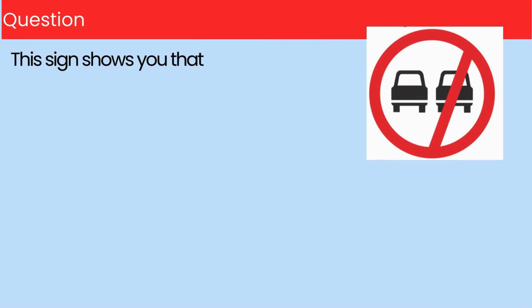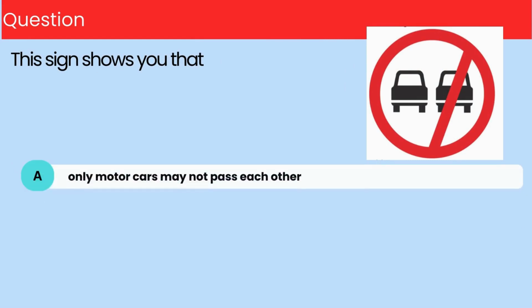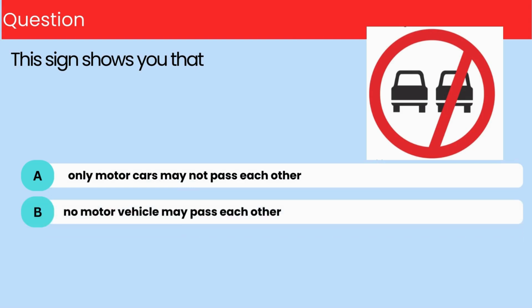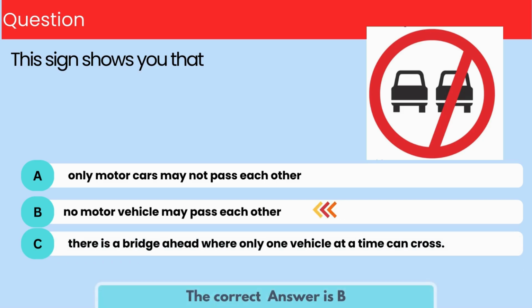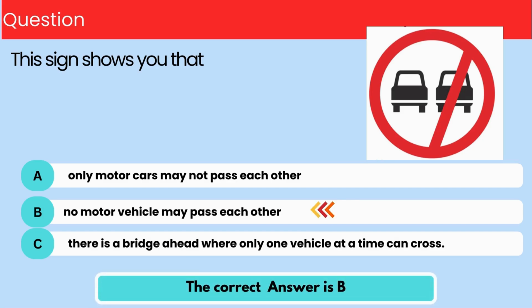Question: this sign shows you that A. only motor cars may not pass each other. B. no motor vehicle may pass each other. C. there is a bridge ahead where only one vehicle at a time can cross. The correct answer is B.